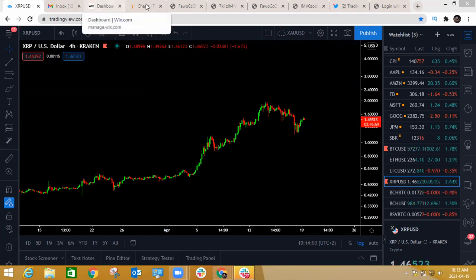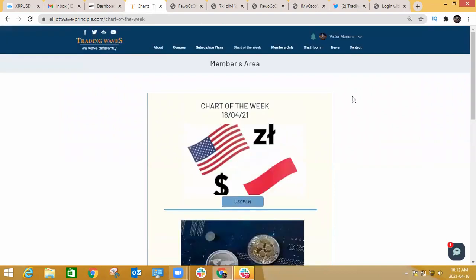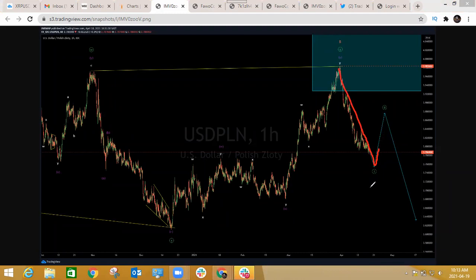Another chart of the week is US dollar PLN. We've posted the exotic pairs. So let's have a look at US dollar PLN. The expectation on US dollar PLN here is that we're going to have a pullback and then continuation to the downside. The trade setups are not necessarily the charts that we've got listed. US dollar PLN, as you know, we don't have listed as one of the instruments, but as long as we see a trade setup, we'll post it up there as well.